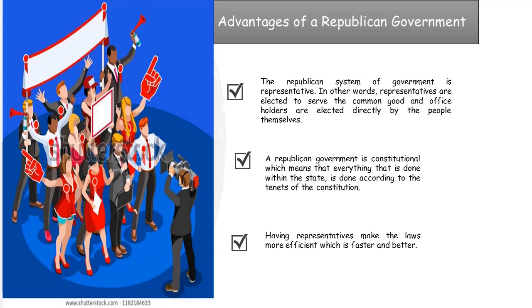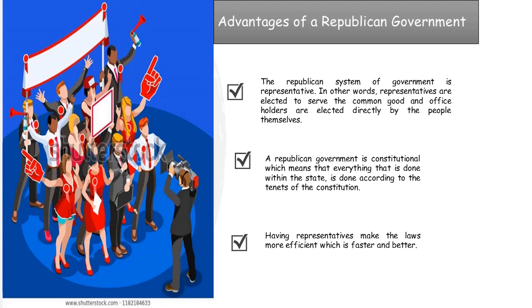Advantages of a Republican government. 1. The Republican government is representative. In other words, representatives are elected to serve the common good, and office holders are elected directly by the people themselves. 2. A Republican government is constitutional, which means that everything that is done within the state is done according to the tenets of the Constitution.